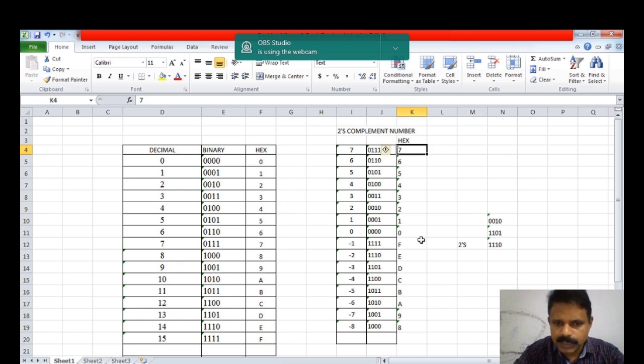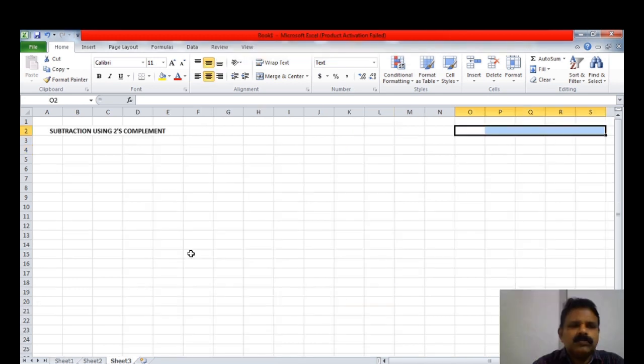So using 4 bits, you can represent minus 8 to plus 7. That is the range of 2's complement numbers you can represent using 4 bits. Next, let us check what is the overflow. Let us revise subtraction using 2's complement.